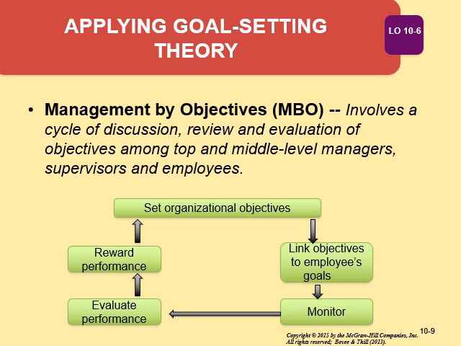Management by objectives involves a cycle of discussion, review, and evaluation of objectives among managers, supervisors, and employees. One of the key elements of MBO is a collaborative goal-setting process. Together, a manager and employee define the employee's goals, the responsibility for achieving those goals, and the means of evaluating individual and group performance so that employees' activities are directly linked to achieving the organization's long-term goals.